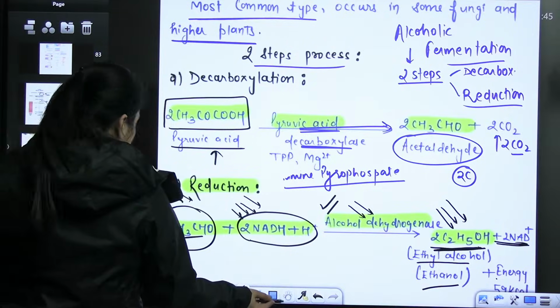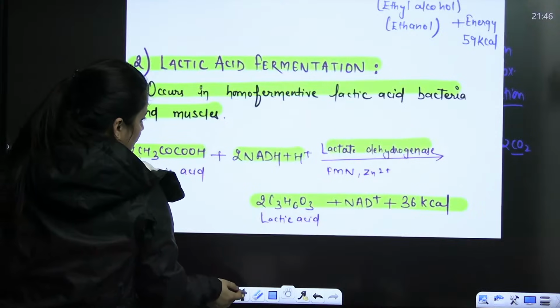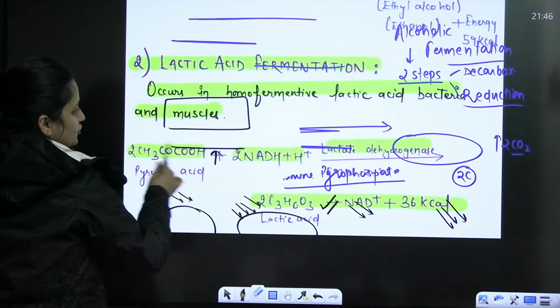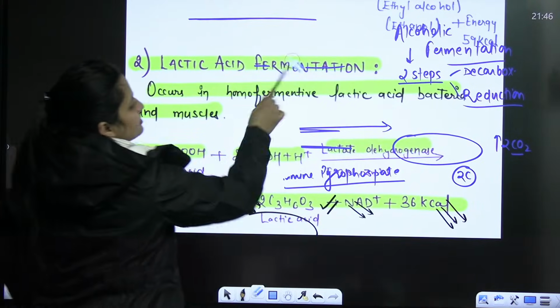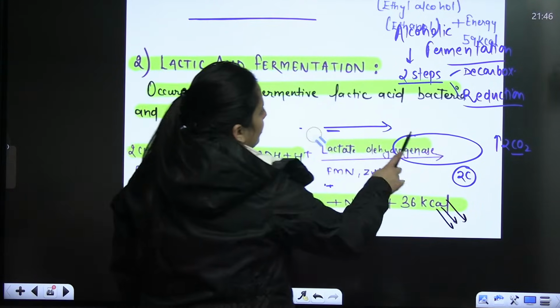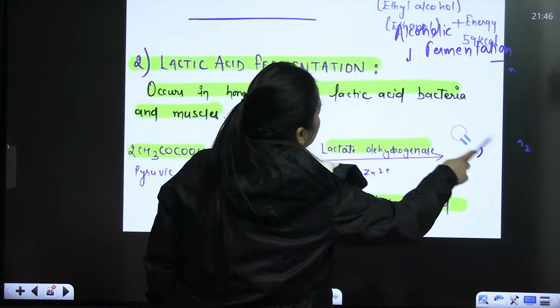Next is the lactic acid fermentation. It is homofermentation; here you will see only one type of product is formed. It occurs in some bacteria and in animal muscle cells.